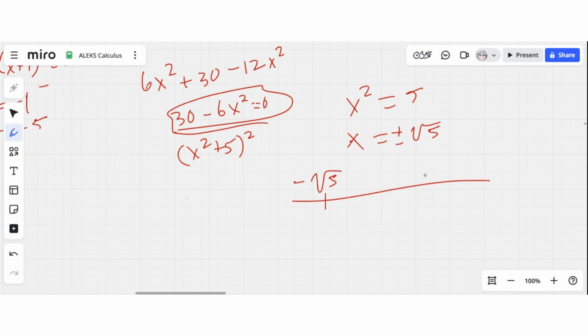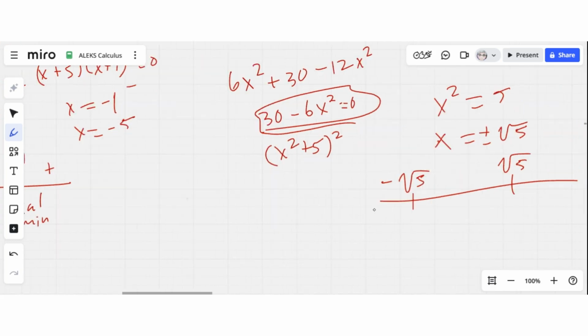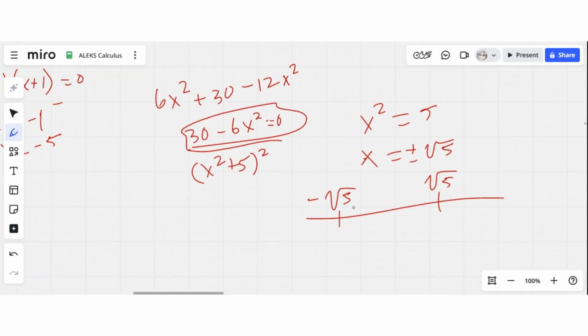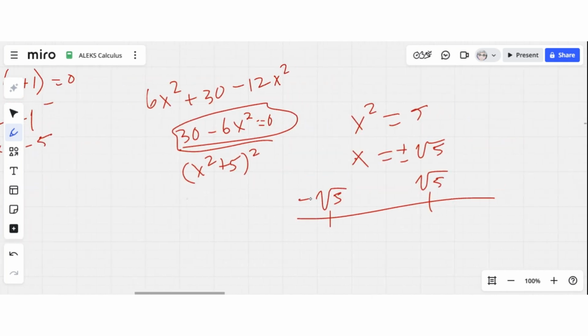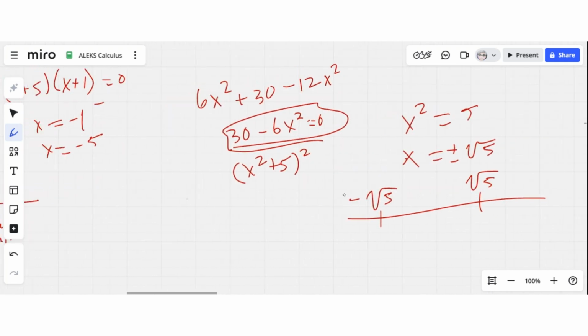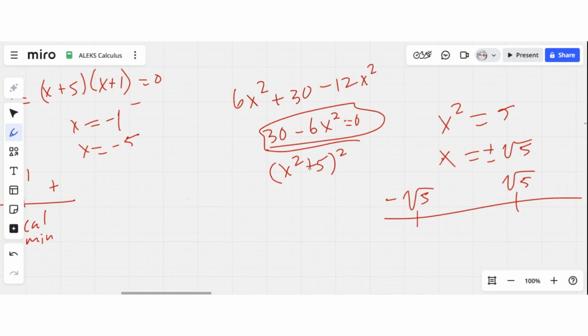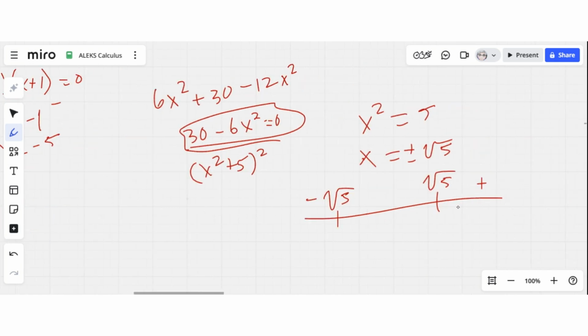So I'm going to make a similar chart here. And we're going to plug these values in. Now the square root of 5 is a little bit more than 2. So we could put in a -3 in our second derivative, and we could put in a 0, and you can put in a +3. So let's try that. Let's put in 0 first. So 30 minus 0 over 25, that's going to be positive. So that's concave up there.